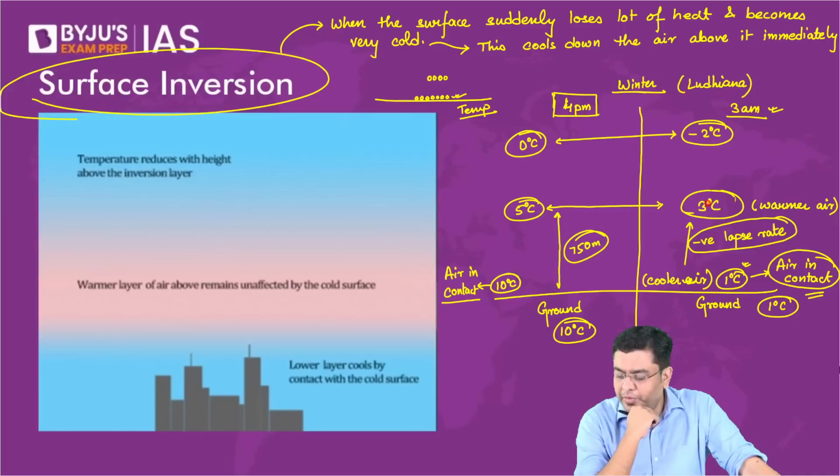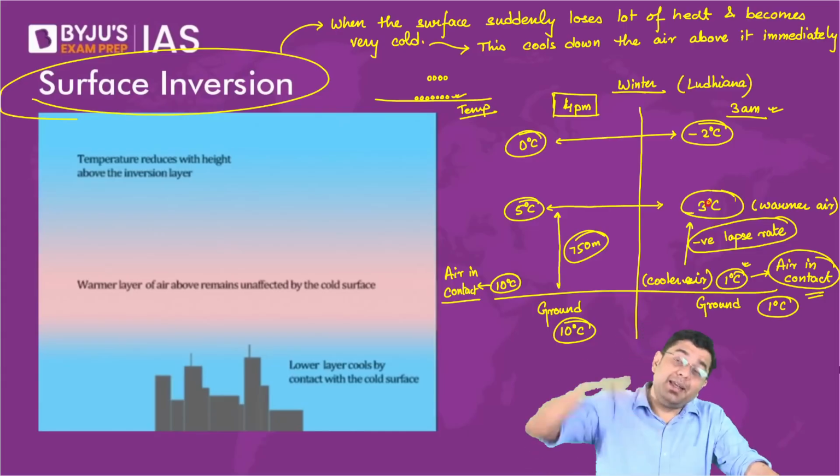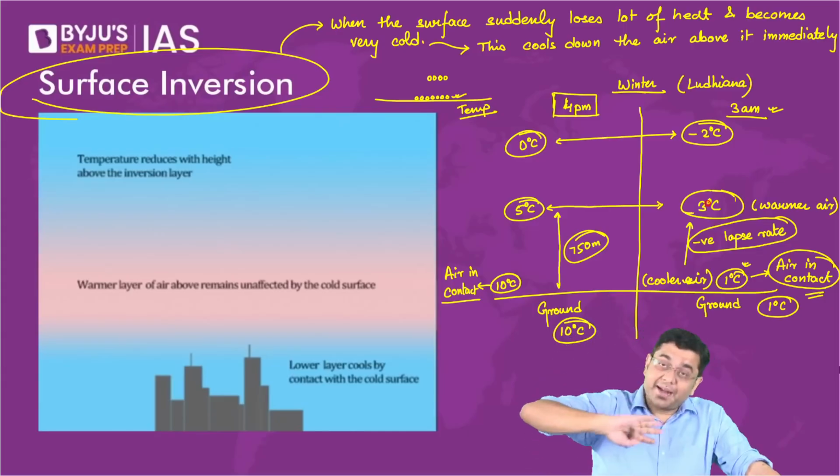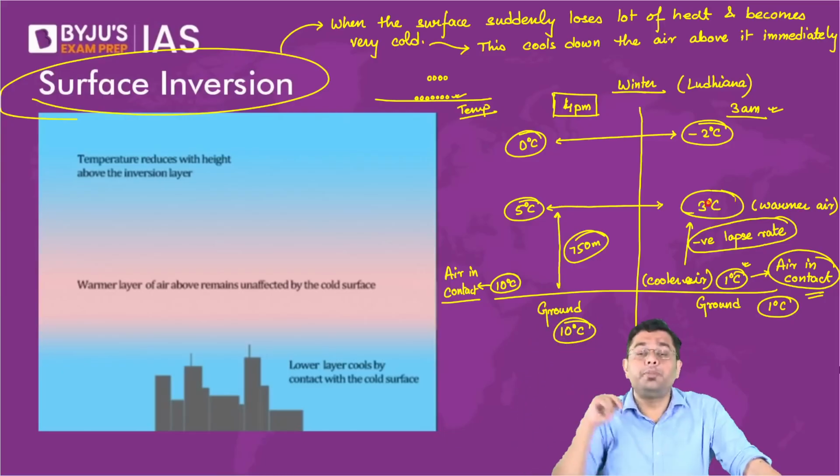Chitranshu, where does the ground lose heat? When the ground loses heat, that heat escapes higher up. That heat, many of the time, is lost to the space as well.